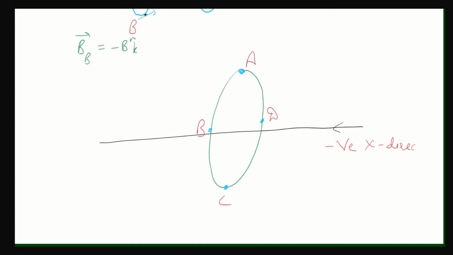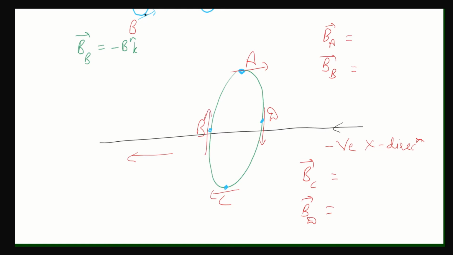Okay, and I want to determine the direction of magnetic field at point A, point B, point C, and D. So what you have to do is again place right hand thumb along the current. So place right hand thumb in this direction and curl your fingers around the wire, and then you will realize that your fingers at A point are going inside, fingers at D point are going down, fingers at C point are coming out, fingers at B point are going up.